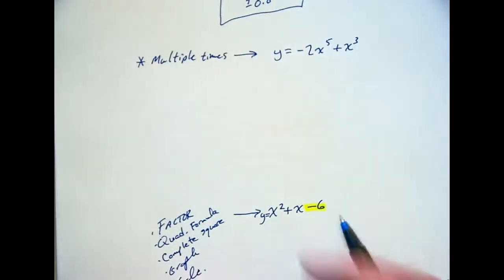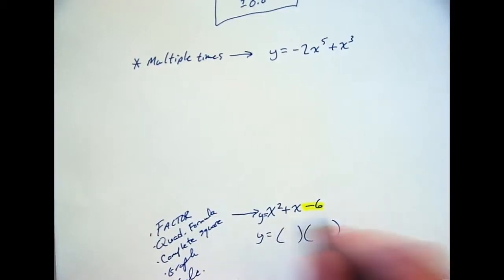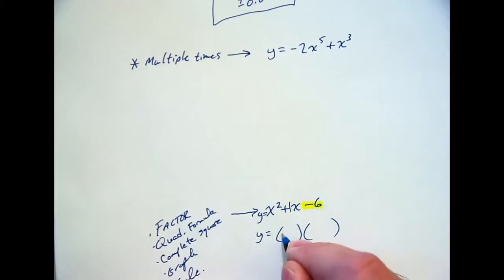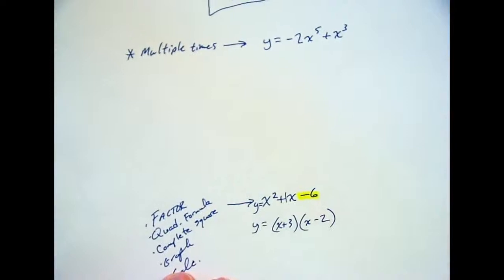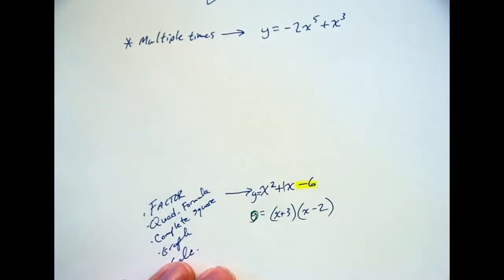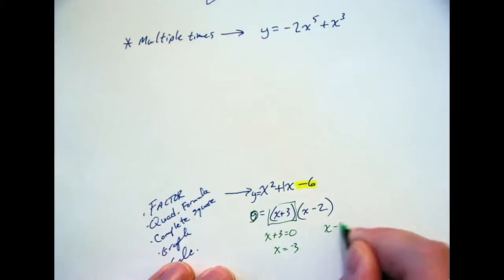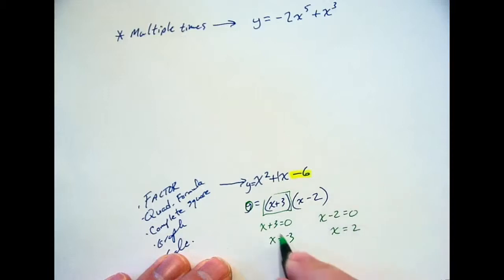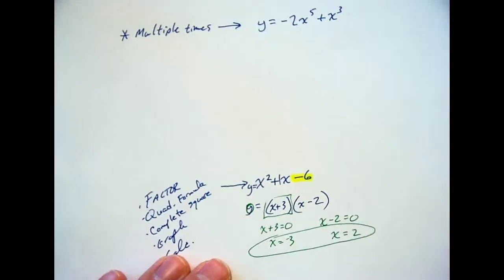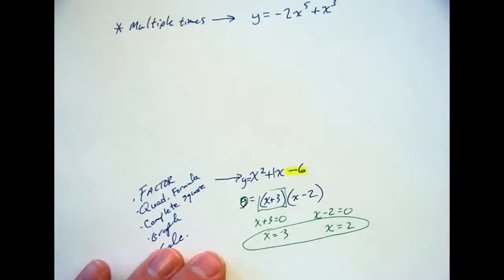Now, you guys know how to factor. I would expect everyone could look at this and go, well, two things that multiply to make negative 6 and add to 1 are 3 and negative 2. Remember, when you're solving, you're saying that equals 0. So if x plus 3 equals 0, that tells me that one of my answers is x equals negative 3. And if x minus 2 equals 0, that tells me one of my answers is 2. Those are my two solutions, 2 and negative 3. You did all that last chapter.